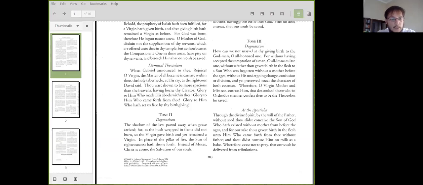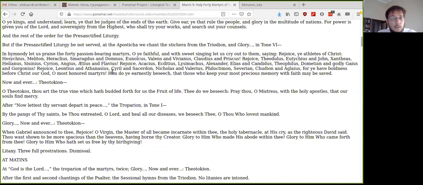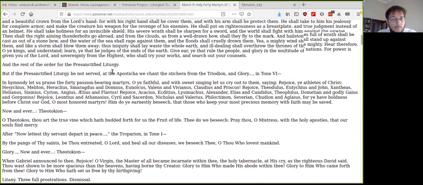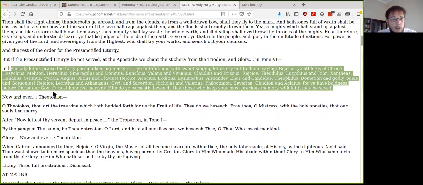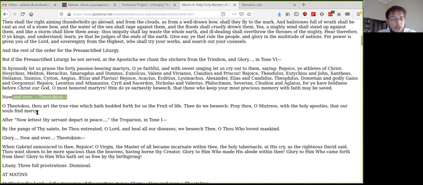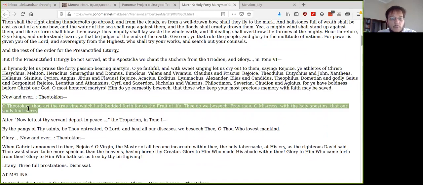Now, if we take a look at the Aposticha, okay, in the case of the Stichira Aposticha, there could be one of two things going on. The more rare case, which is the case of March 9, okay, here at the Aposticha, it's got a doxasticon, and then now and ever Theotokion, and it gives us the text of a Theotokion.